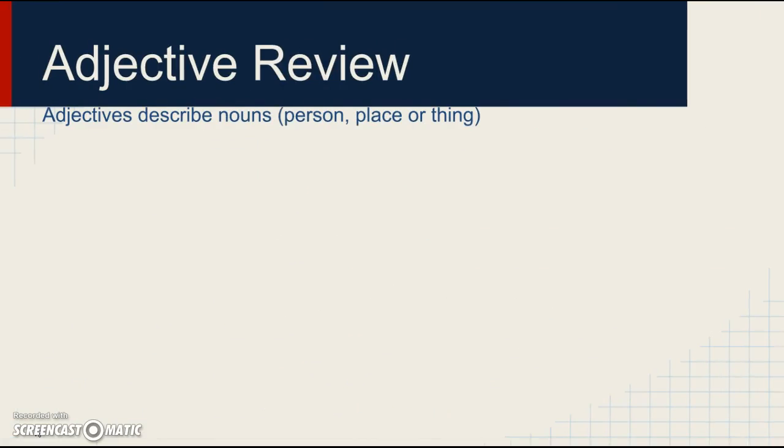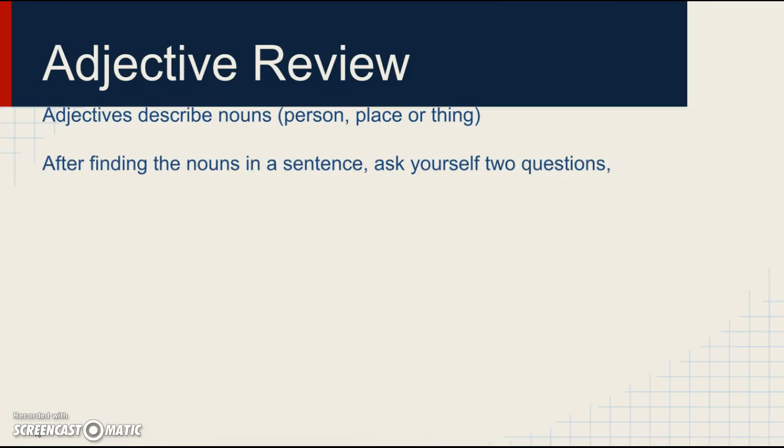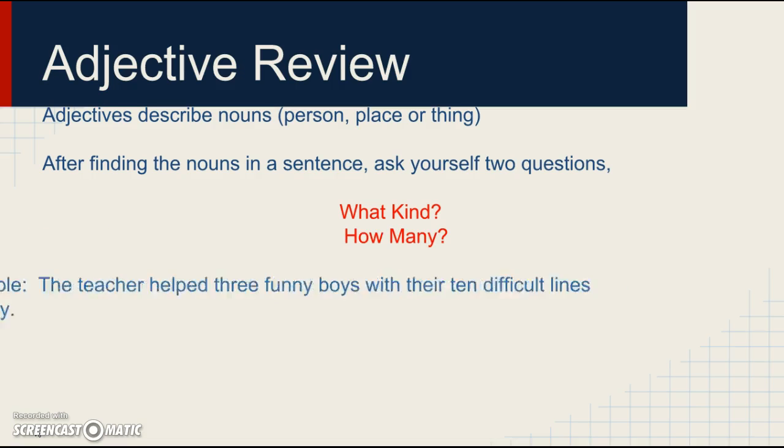Adjectives describe nouns, person, place, thing, like we've been talking about. After finding the nouns in a sentence, ask yourself two questions. Again, you find the noun, ask these two questions. The answer to these two questions will be your adjective or adjectives. Again, there could be more than one adjective describing the one noun. But ask yourself the two questions after finding the noun or more than one noun in the sentence. You're going to ask, what kind and how many?